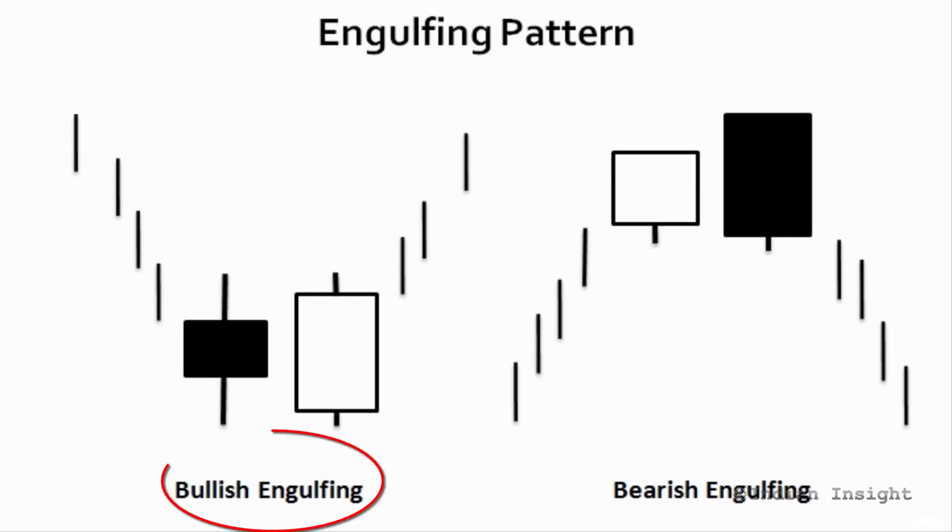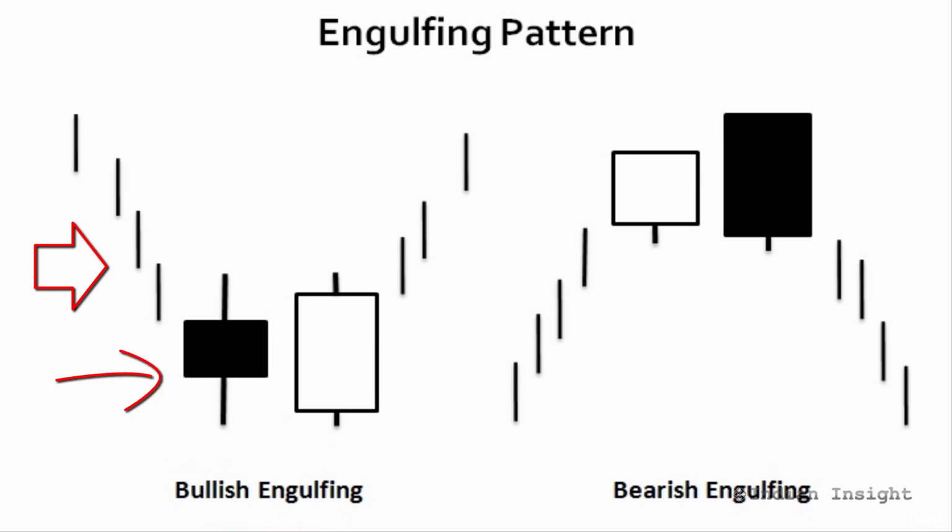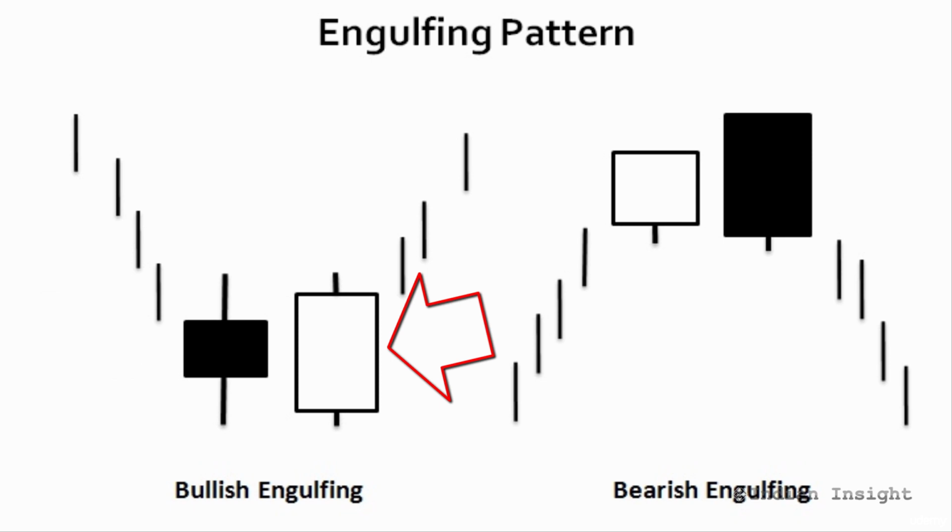A bullish engulfing pattern occurs after a market fall and indicates a change in trend. The first candle in a bullish engulfing pattern is a black candle, which reinforces the recent downtrend. The next candle is a white candle, where the white body completely engulfs the previous period's black body. Now this indicates that the bulls have taken over from the bears.